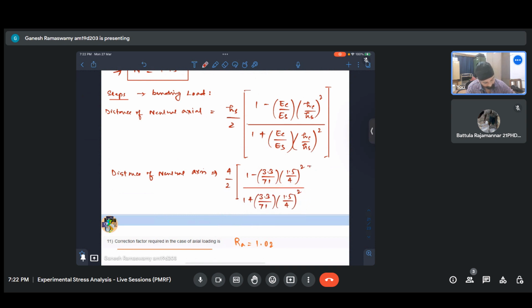So does this come out to be 3.3 into 1.5 square divided by 71 into 4 square into 4.2? So this is around 1.97 mm, as opposed to being exactly at half the distance, which would have been the case. We can see that the neutral axis gets shifted. So this is essentially from the top.